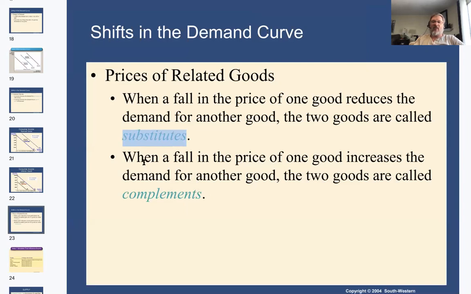Contrast that with the second bullet point, which says when you have a decrease in the price of one good and it causes an increase in the demand for another good, those two goods are called complements. Substitutes is a word you guys are familiar with. I don't think there's any mystery there. But the word complement, notice it's not compliment with an I. It's not being polite or saying something nice. It's complement with an E.